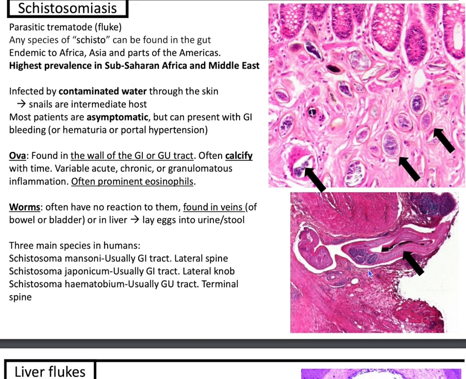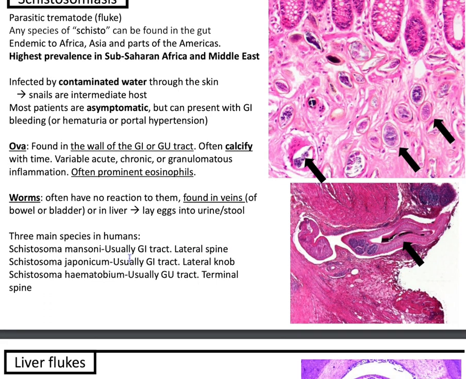There are three main species you'll have to know, because they're often found in humans: the Schistosoma mansoni, usually the GI tract. I think of Charles Manson. He was a famous murderer, so I think of him carrying a knife, and it looks like a lateral spine, as macabre as that sounds. But it helps me remember.